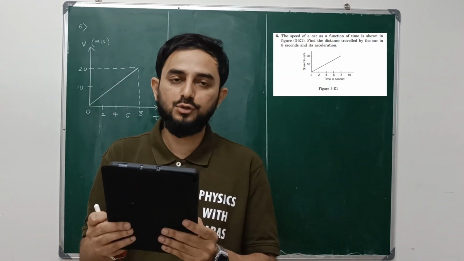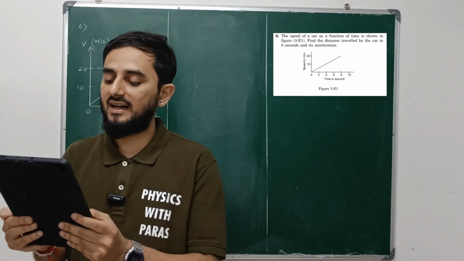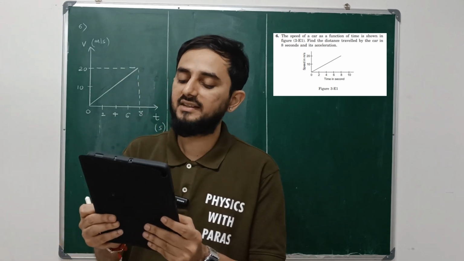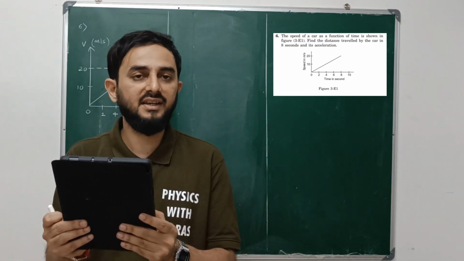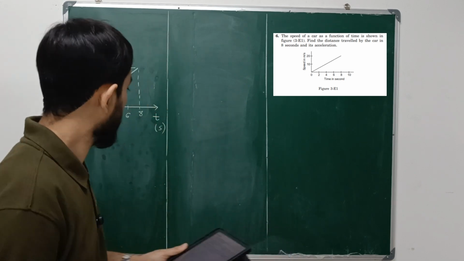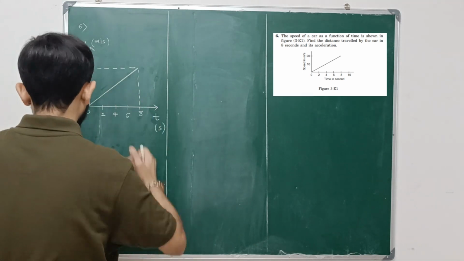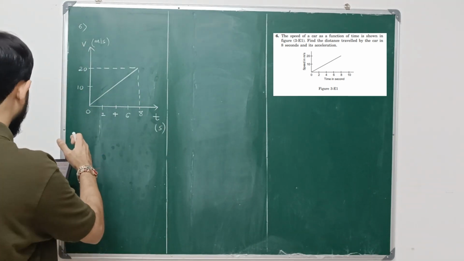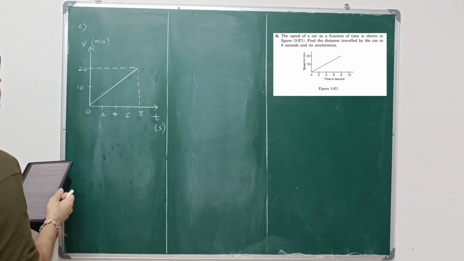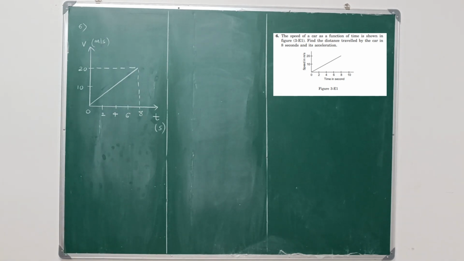Okay, let's solve question number 6. The speed of a car as a function of time is shown in the figure. Find the distance traveled by the car in 8 seconds and its acceleration. Yes sir, so the speed-time graph is given to me. Coordinates are also there. We have to find the distance traveled by the car in 8 seconds and its acceleration.